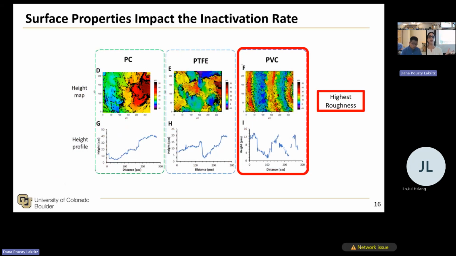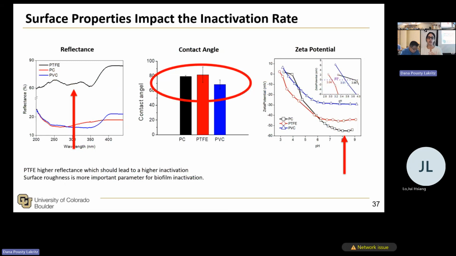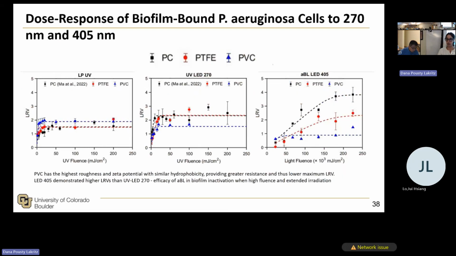And why is roughness so important? Because the biofilm can hide there and the UV cannot get there. So we want to understand what happens there. We also tried to learn the reflectance, contact angle, and zeta potential, to know about the hydrophobic and hydrophilic material, and about the electrical charge of the particles as well by the zeta potential.